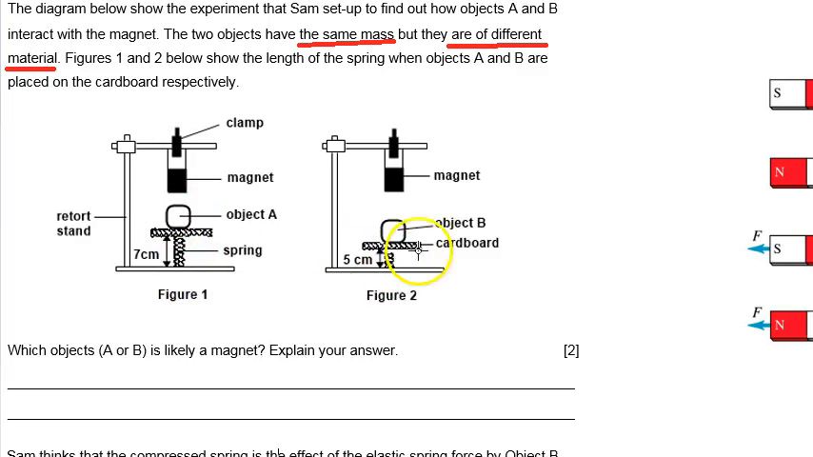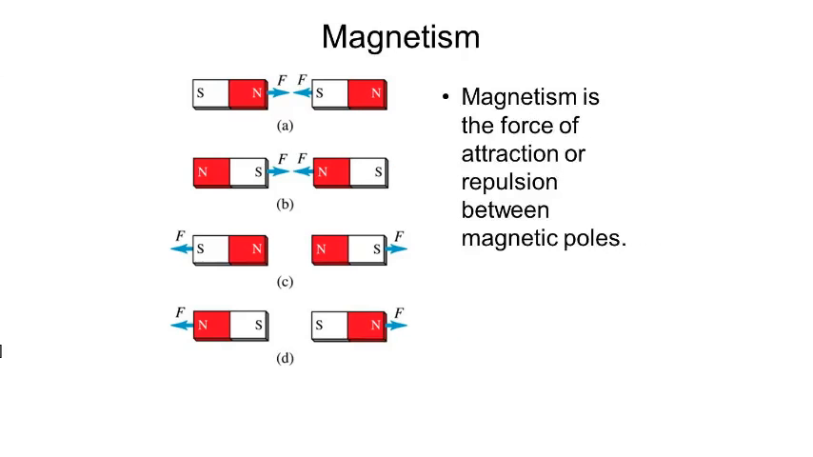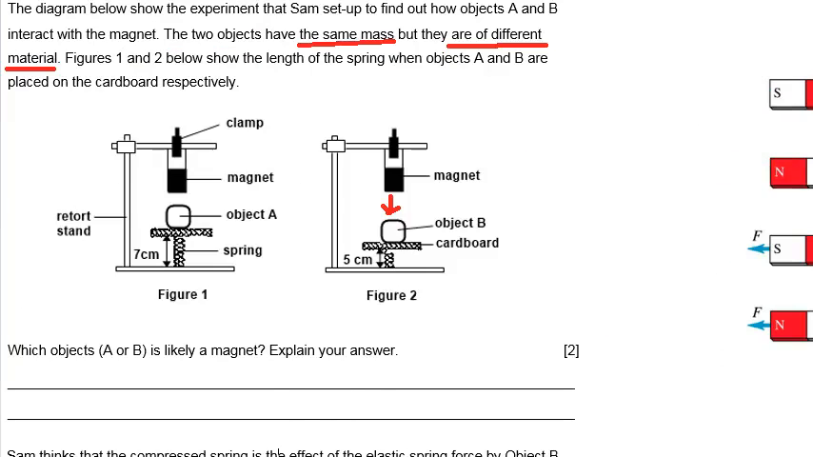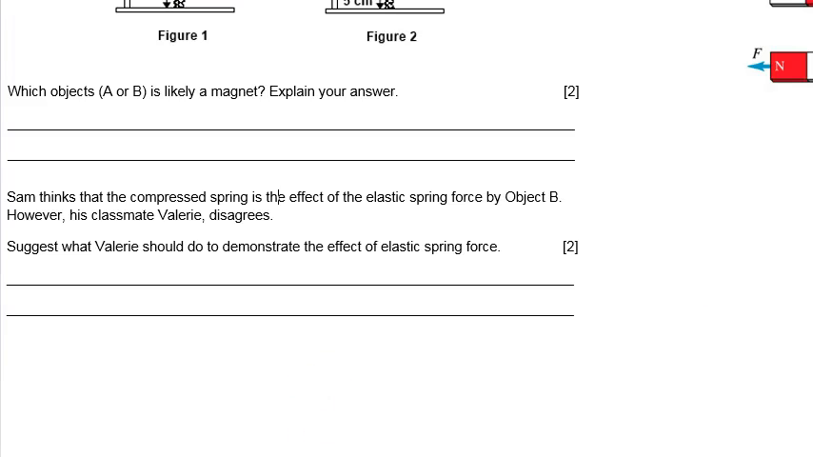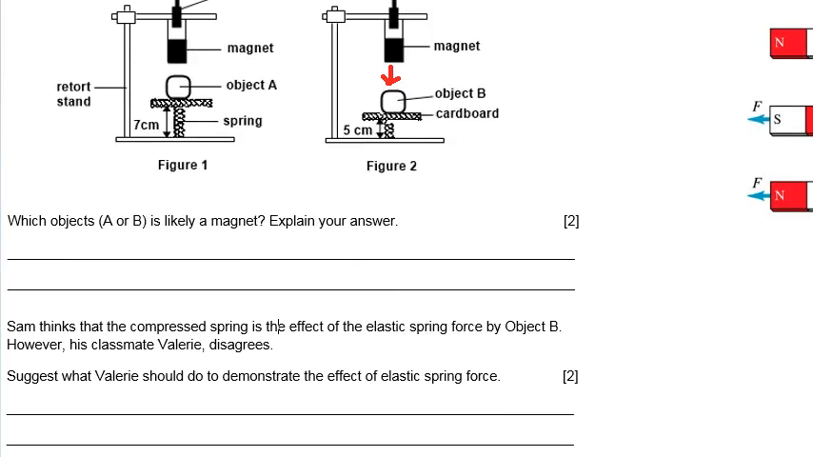So if this is the same weight, object A and object B, but B is compressing the cardboard and the spring more than object A, that means there must be another force that is acting onto the spring. Alright, and it's easy to tell that the magnet has something to do with it, okay, because magnet's repelling. So which objects, A or B, is likely a magnet? Alright, so I've just given you the clue. Only magnets can repel another magnet, so which of the objects is the magnet?